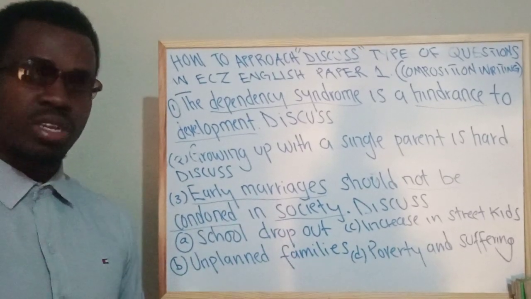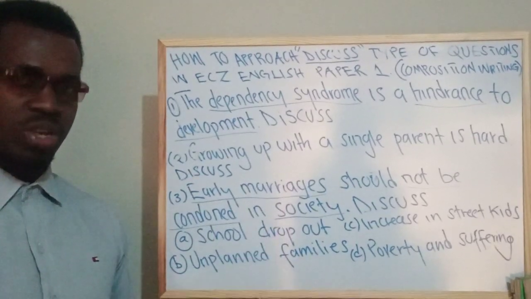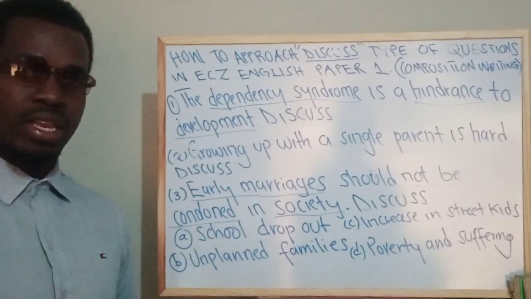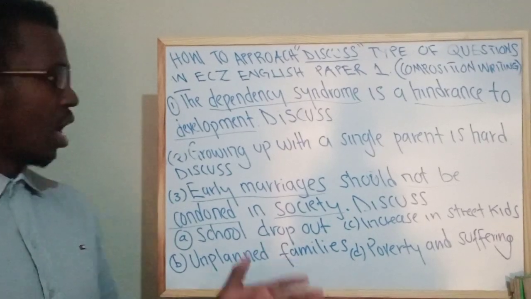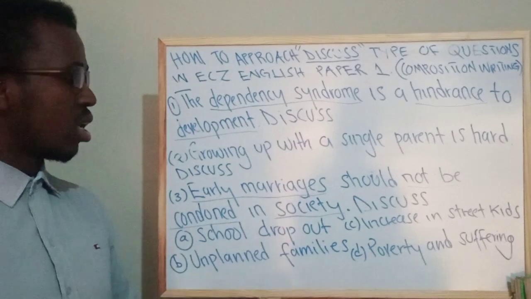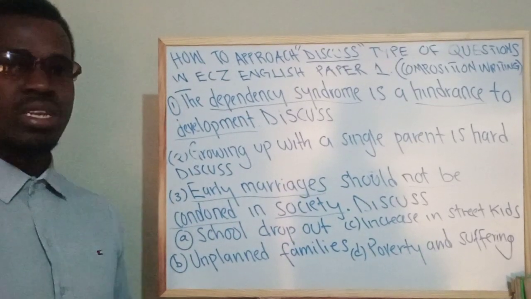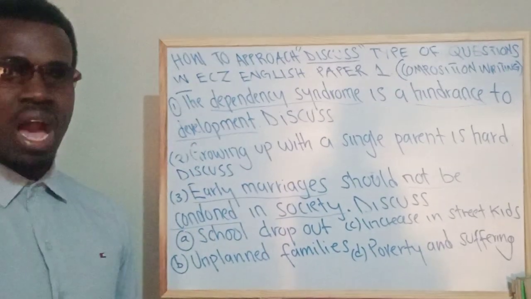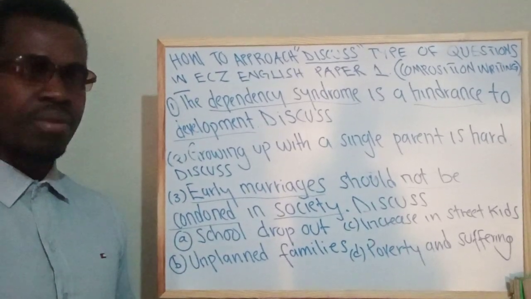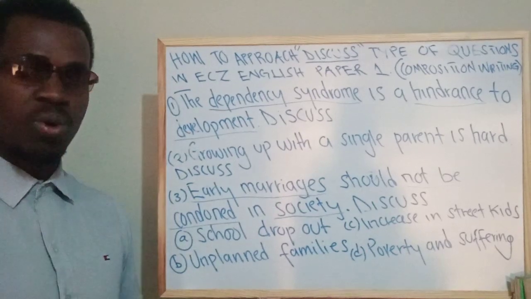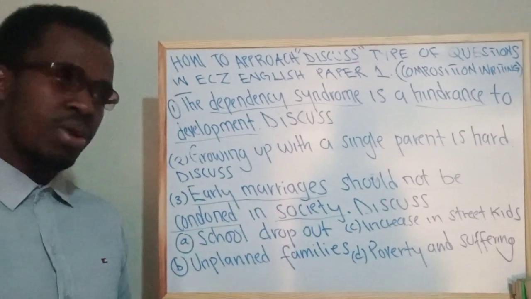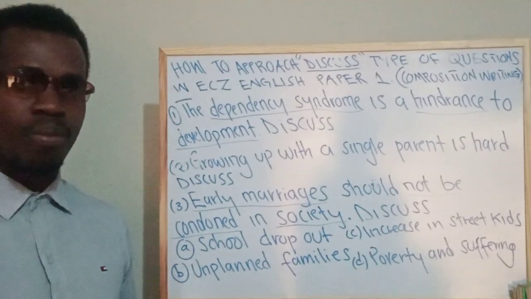Now, how do we approach such type of questions? That's the question to ask. So the first thing is to identify key terms or phrases, like we have on the board. We have the dependent syndrome is a hindrance to development. Discuss. Now, the nature of these questions is actually reflective of the things that we go through in our society or what we see in the environment, communities where we come from.